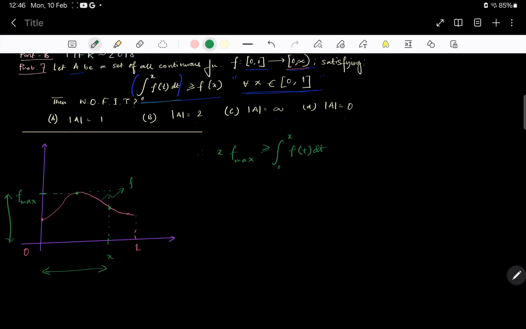Okay, now you can see if I take the right hand side, it is the entire box, this green dotted box. But if we take this right hand side, I'm sorry, this should be the left hand side. So if we take this, it is only the area below this pink curve.